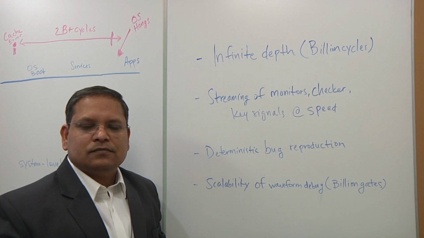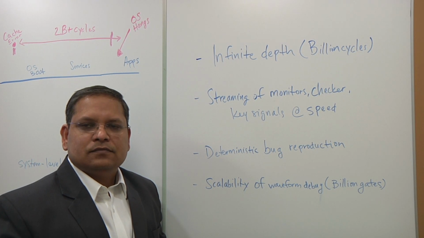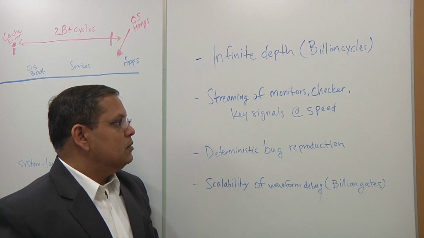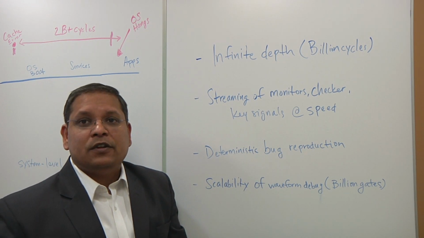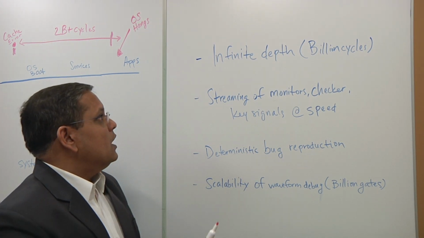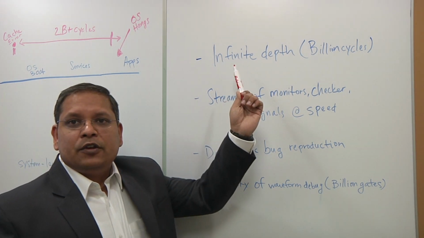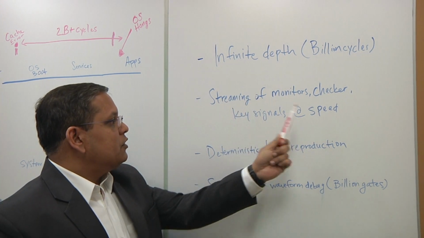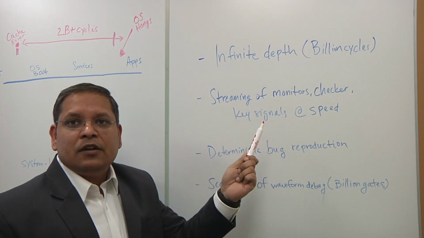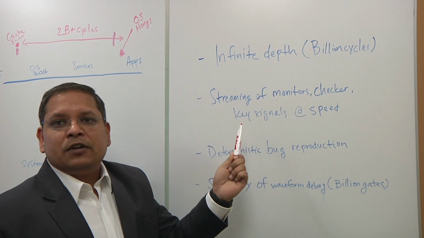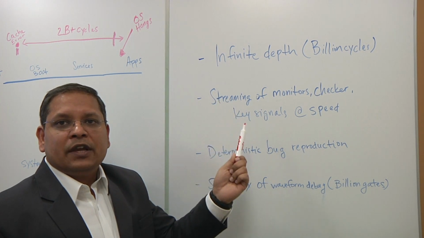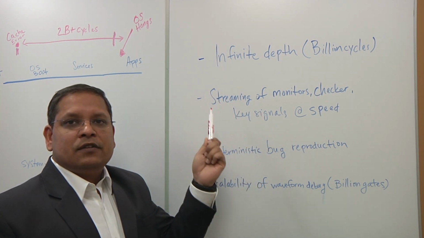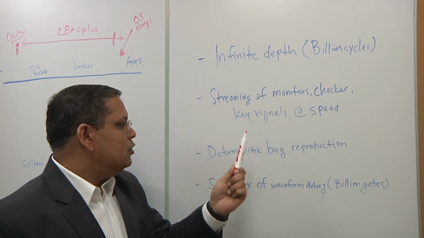Of the 4 points that you put up here, all of them have to work together, right? I mean, you can't just have one or the other. Yes, that's the key aspect of the solution, because unless you have infinite depth, you're not going to get the system level view. Unless you have streaming of key signals at speed, nobody will enable this in regression, right? So you're adding more iterations and you're lengthening your time to debug.